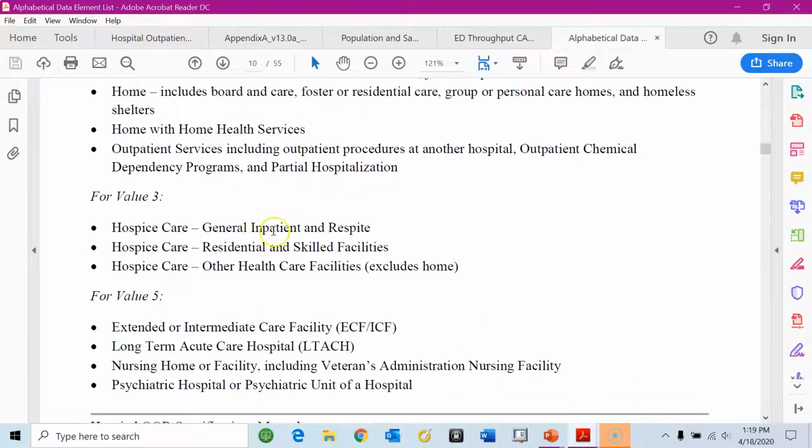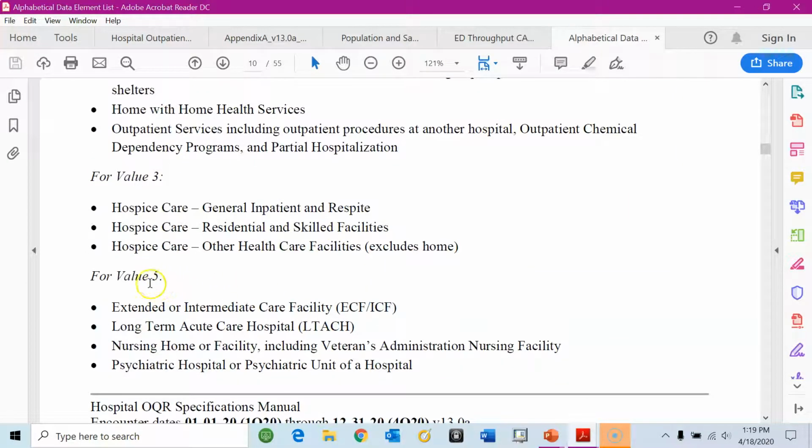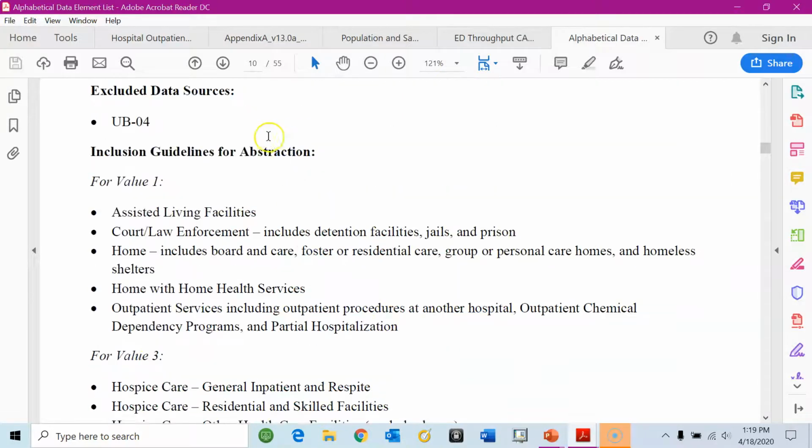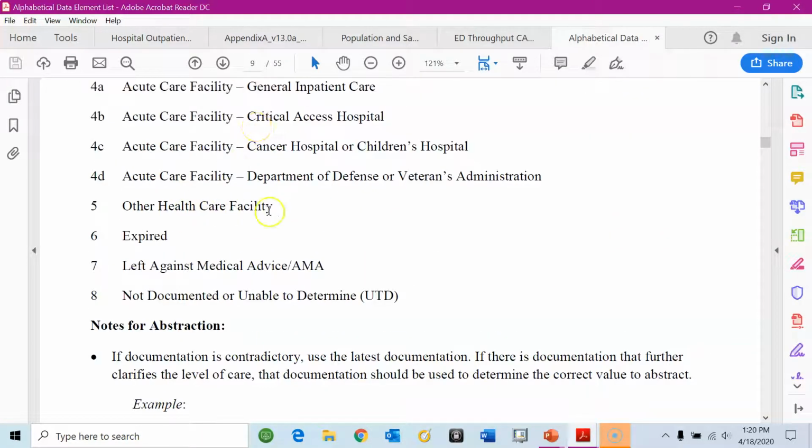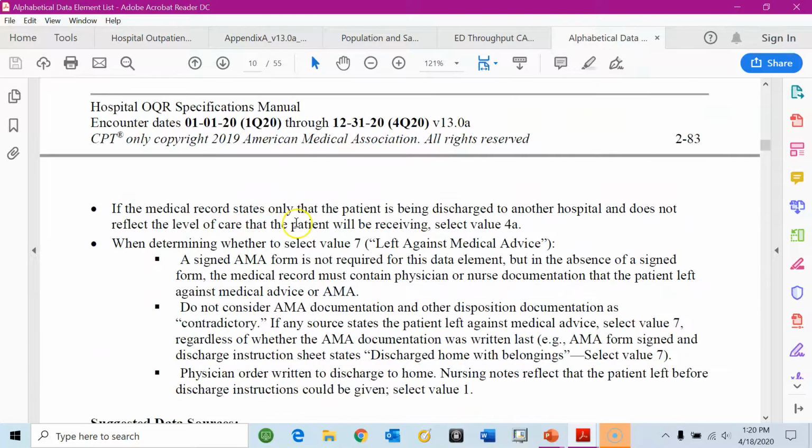Now, the one where there's a lot of difficulty is value 5. Value 5 was other healthcare facility. So what, for abstraction, fits into other healthcare facility?